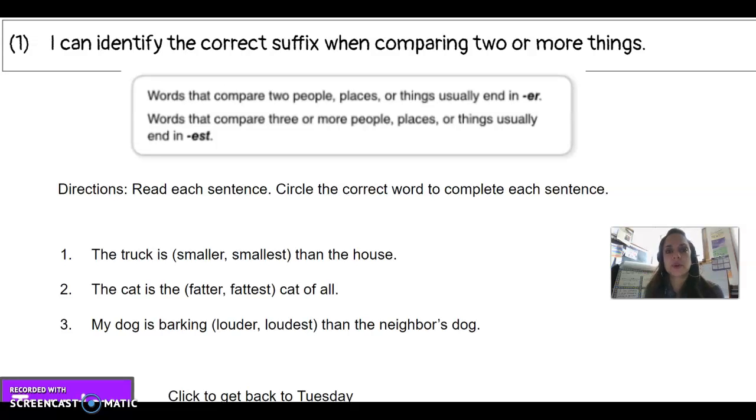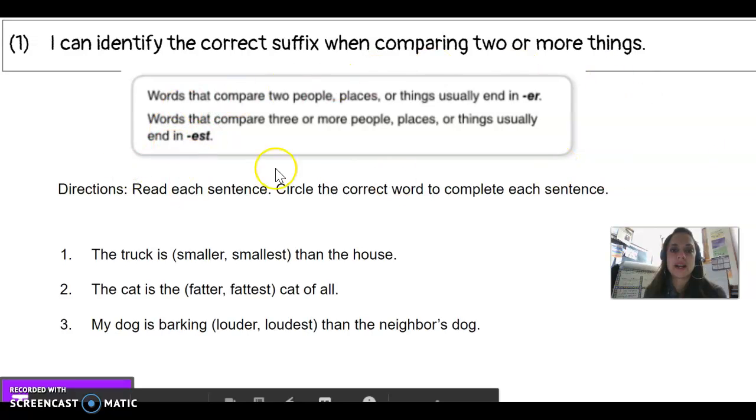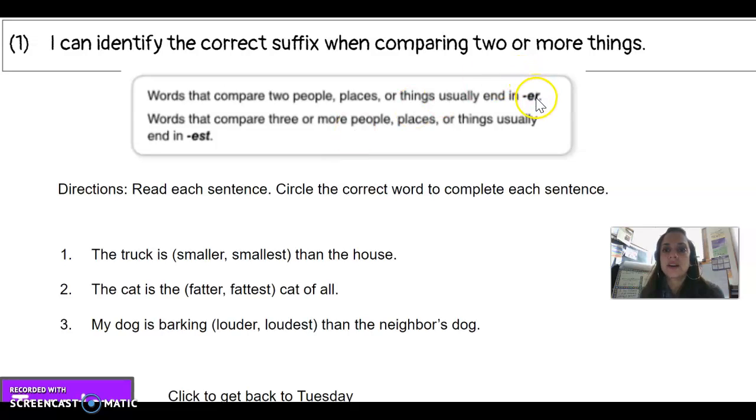Our last purpose for word work today is I can identify the correct suffix when comparing two or more things. In our resource box, the two suffixes that we will be looking at are er and est. We will use er when we compare two people, places, or things. We will use est when we're comparing three or more people, places, or things.